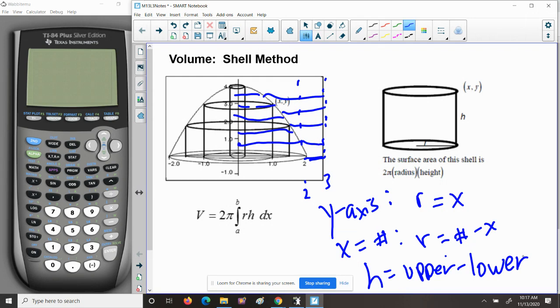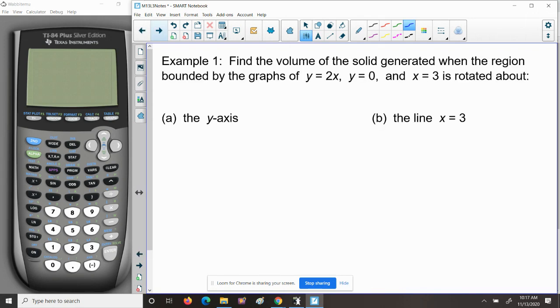All right, let's take a look at some examples. Some of these might look familiar. We've done these with disc and washer method going around a horizontal axis. Now we're going to go around a vertical axis. So let's take a look at the first one.